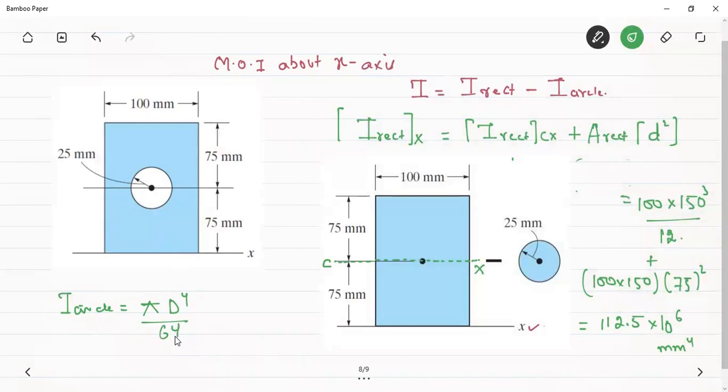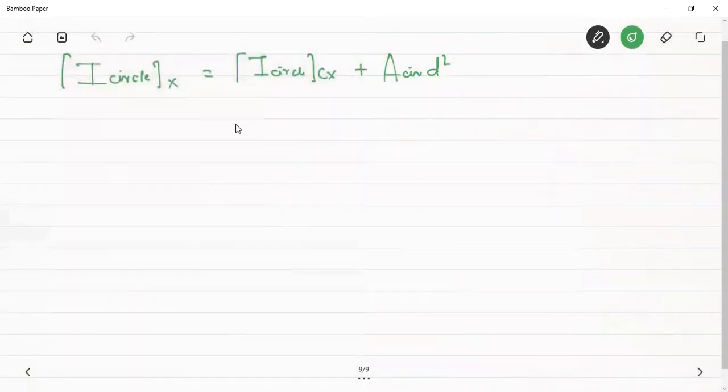If we write the same result in terms of the radius, it will be equal to pi r to the power 4 divided by 4. Either in terms of the diameter you can use this formula, or in terms of the radius we will use this formula. So the moment of inertia of the circle about its own central x-axis will be equal to pi r to the power 4 divided by 4.